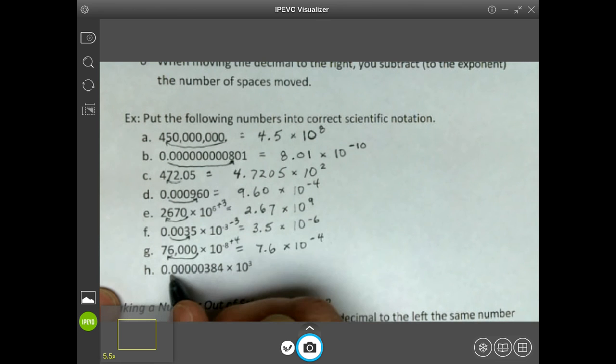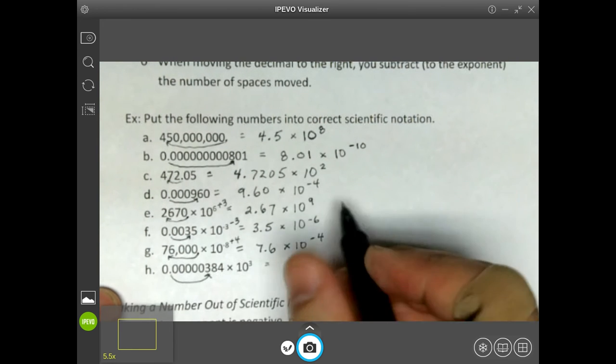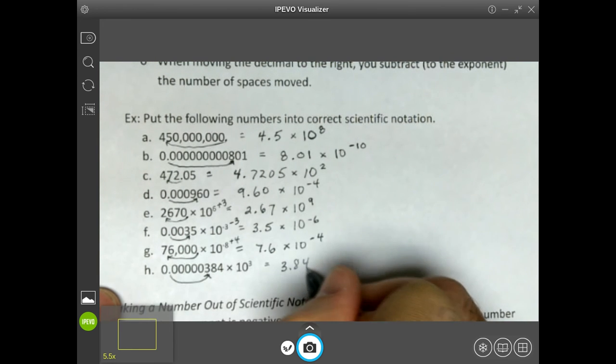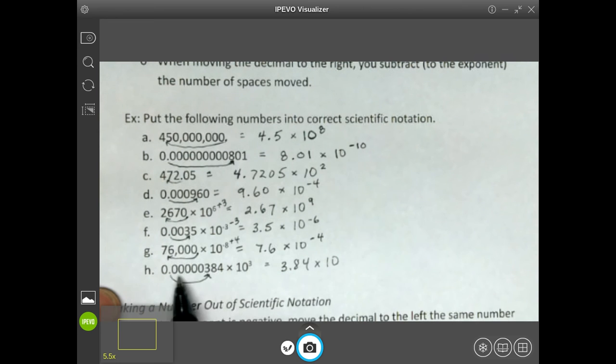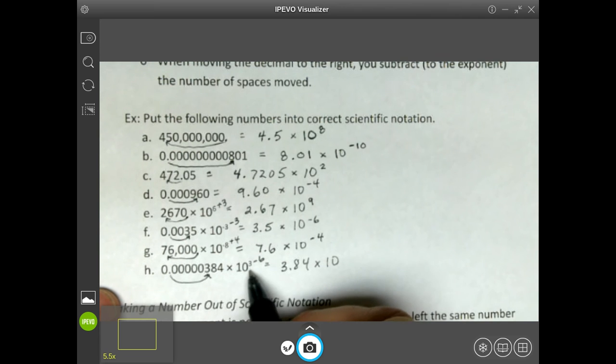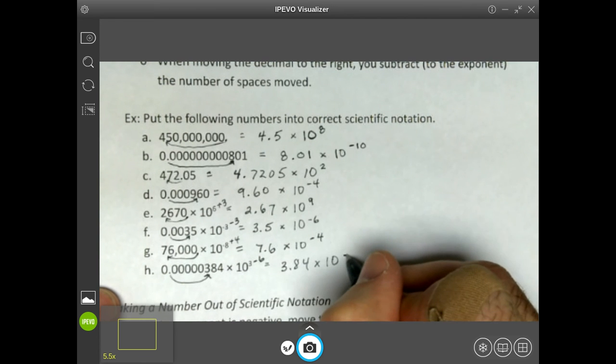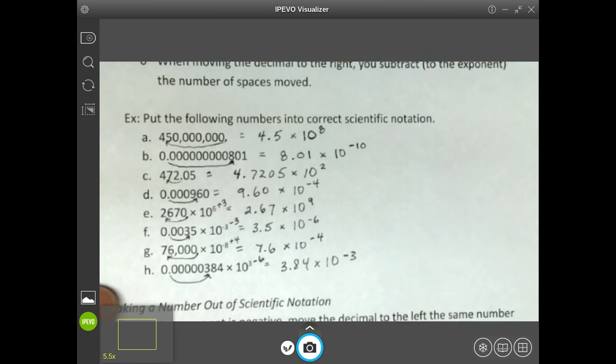Okay, and then the last one, decimal here, we're going to move between the 3 and the 8. We get 3.84 times 10. We moved it 1, 2, 3, 4, 5, 6 to the right. So we're going to subtract 6. So again, kind of watch here. 3 minus 6 gives us a -3.